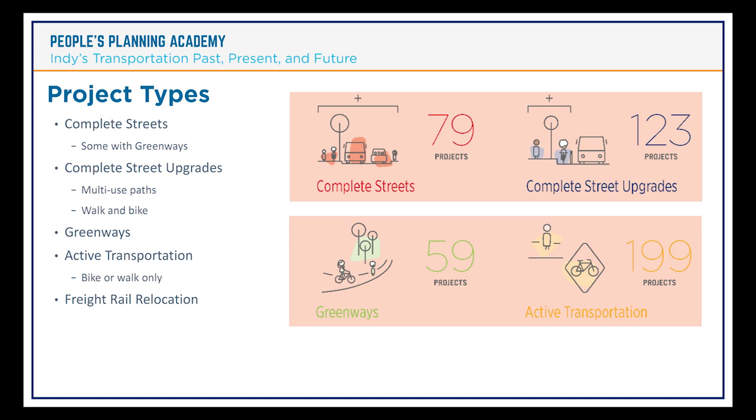Complete street upgrades, you see there are 123 of those. That's taking an existing street and adding both bike and ped facilities to it. We do have 59 projects with greenways that come largely from the greenways master plan. There's more than 200 miles of additional greenways planned. And then we have 200 bike or ped projects as well. So we've shifted a lot of our plans from roadway expansion into more bike, ped, multimodal facilities.